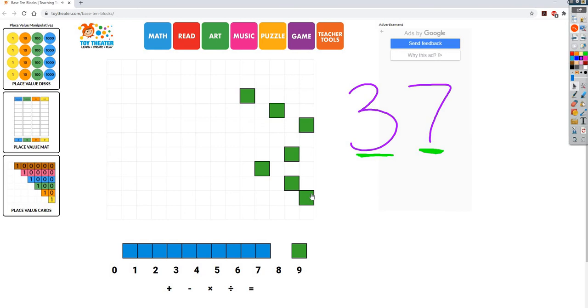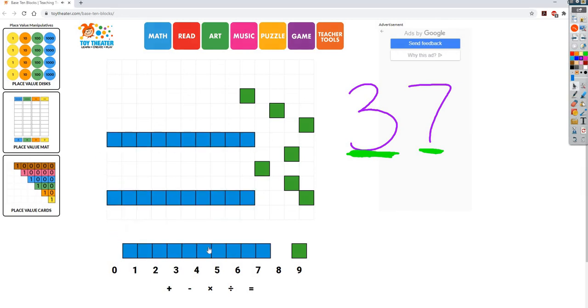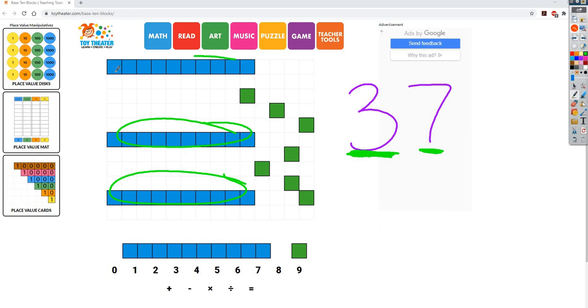Okay? And the 3 is also telling me something. The 3 is telling me that's how many 10s I need, because the 3 is in the tens place. It's telling me I need 3 of those. 10, 20, 30. And I can count my tens because they're all 10. Now I can check and make sure that I have 37. 10, 20, 30.